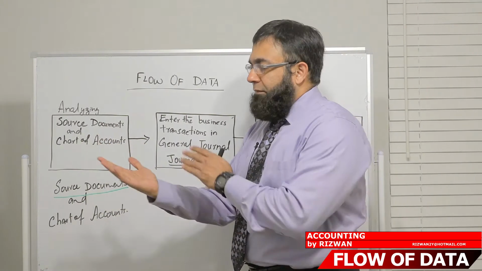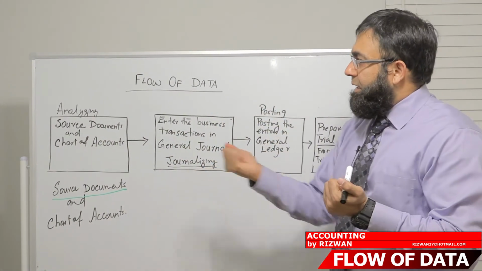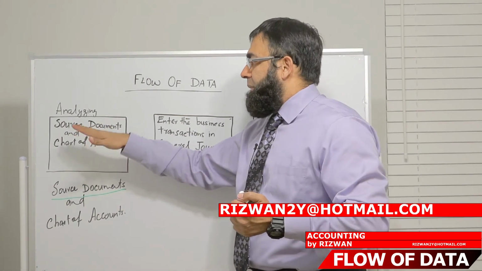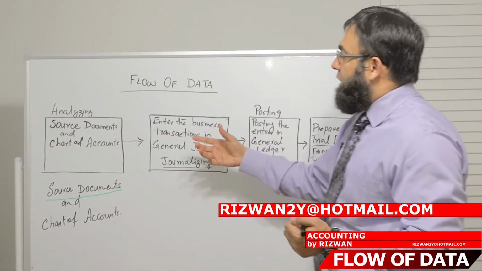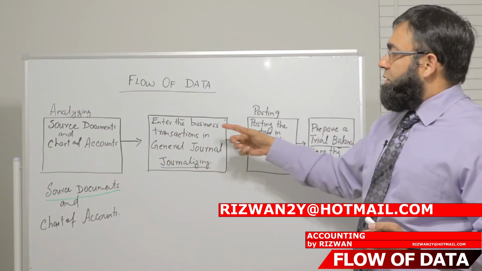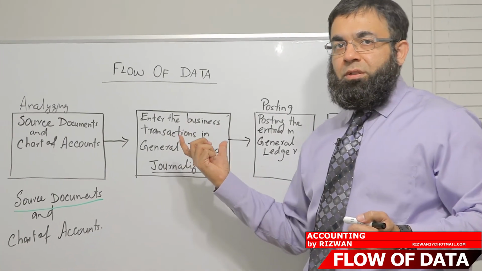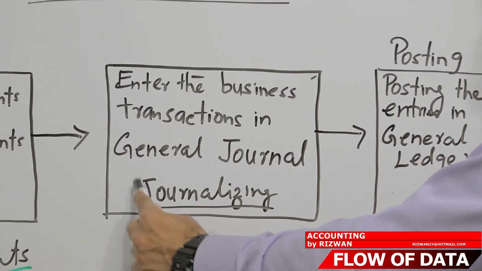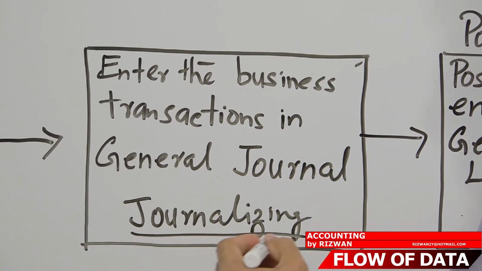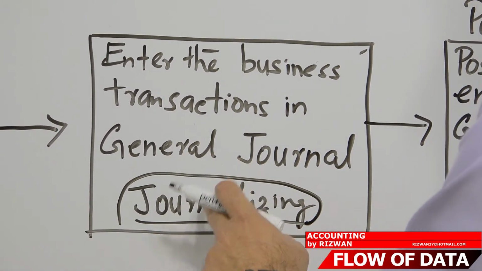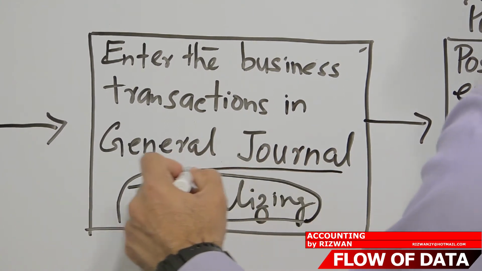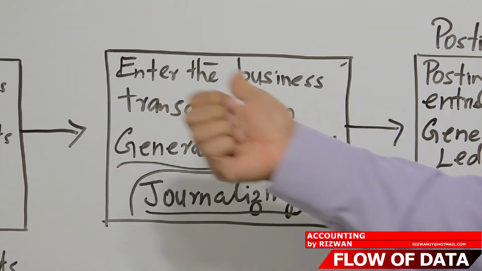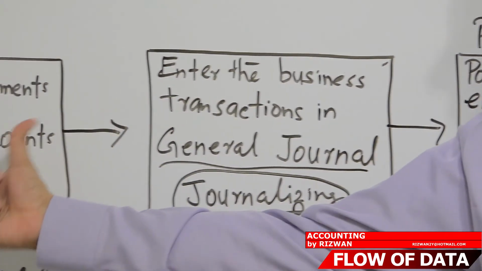Now we have already collected source documents, and we have analyzed which accounts will be affected. In this lecture, we are going to learn how to journalize those transactions, how to put these transactions in the journal. The process is called entering the business transactions in the general journal, or journalizing. That's our first step in how the information flows in the accounting system.